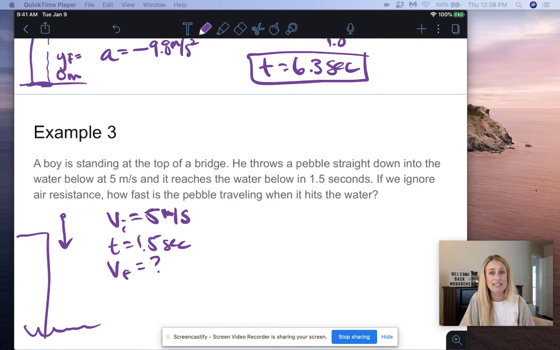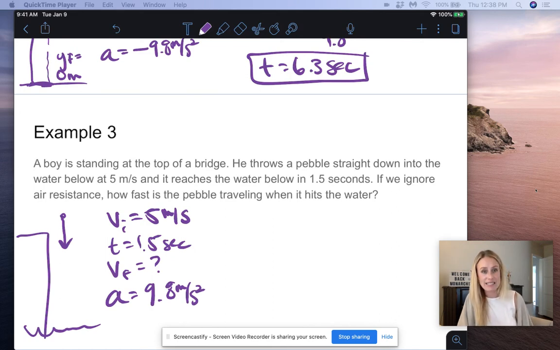And I also know that since it's traveling under the influence of gravity, my acceleration here is the acceleration of gravity. So acceleration is a positive 9.8 meters per second squared. I used positive because I said that down was positive here. So just keep your signs consistent, you'll be totally fine. And it makes sense, right? Because we know that it's going to be traveling faster as it goes down, because it's under the influence of gravity.